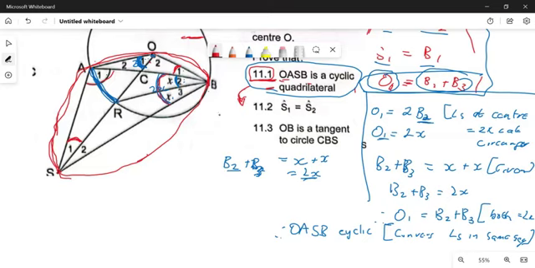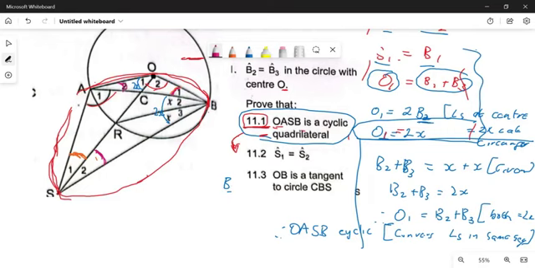So now we are trying to prove that this angle here is going to be equivalent to this angle here. We want to prove that this one is equivalent to this one. Look at the following then. One thing that we already know is this one. We know that S1 is equal to B1.